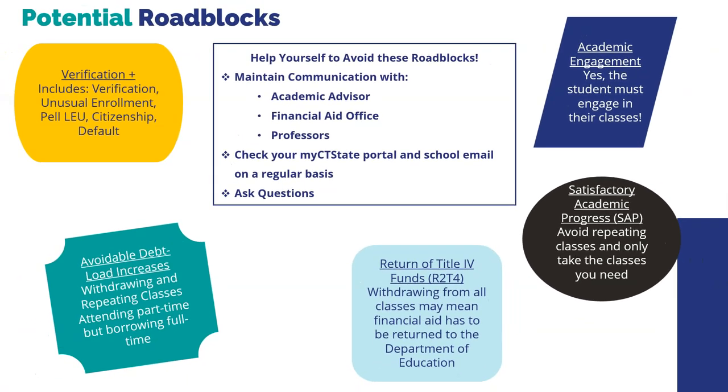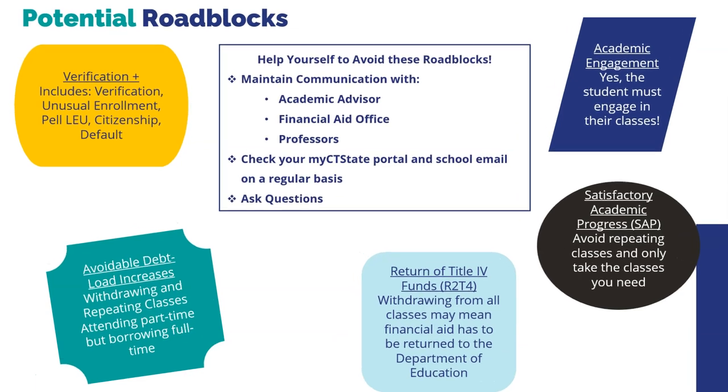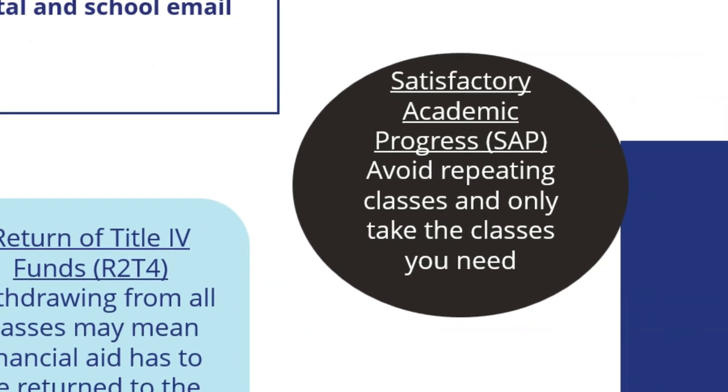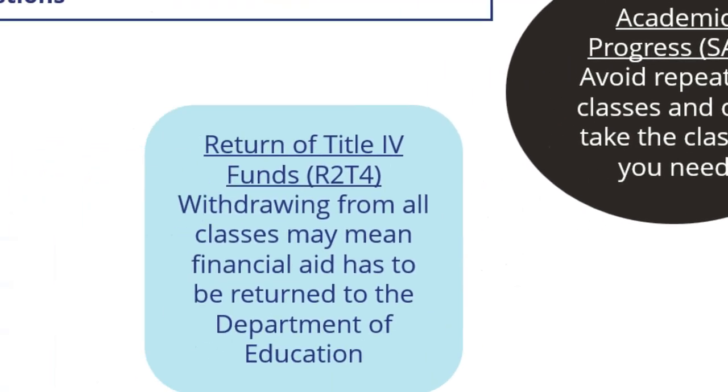The potential roadblocks that may occur for students on financial aid are verification. As we previously discussed, the verification process must be completed in order for your financial aid to process. There are also factors such as satisfactory academic progress. You want to avoid repeating classes and only take the classes that you need. You can keep track of your satisfactory academic progress on the MyCT State portal.